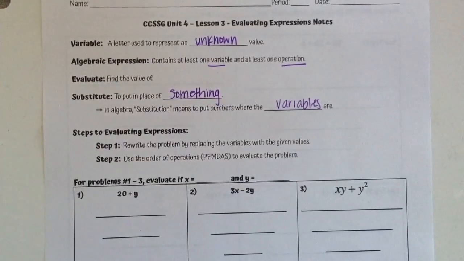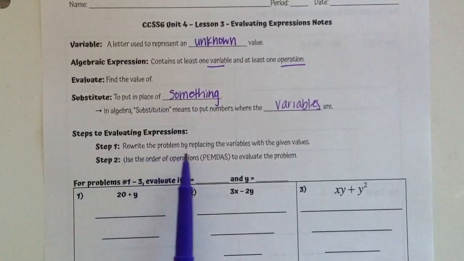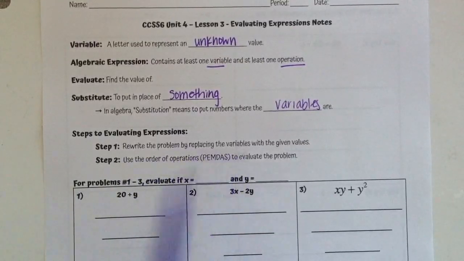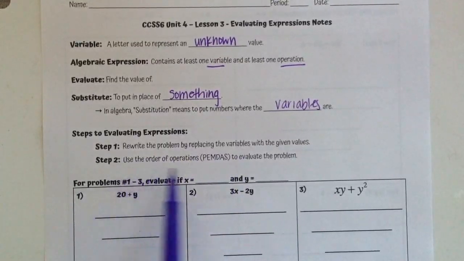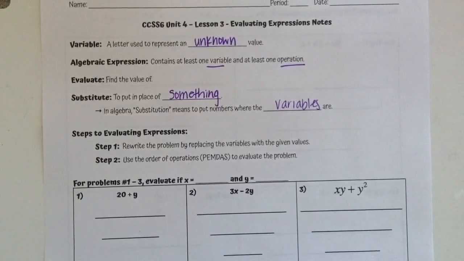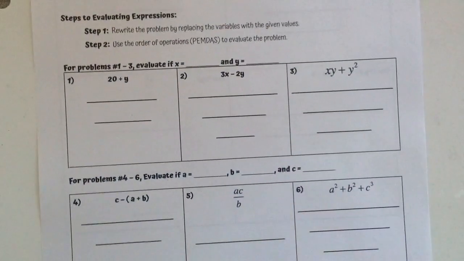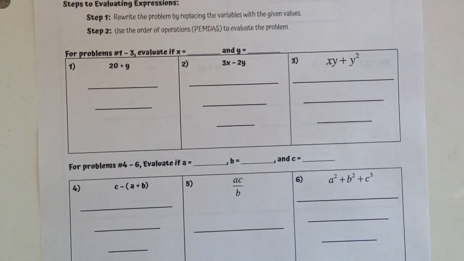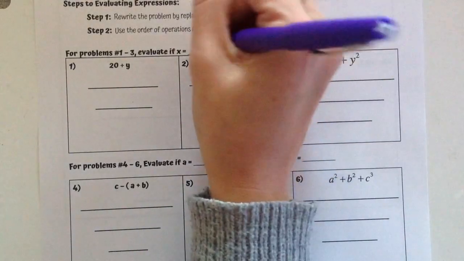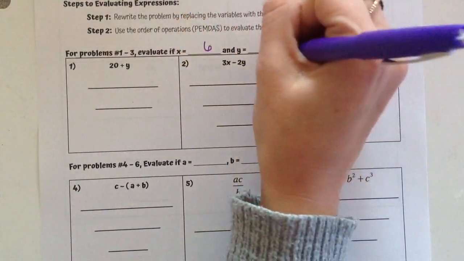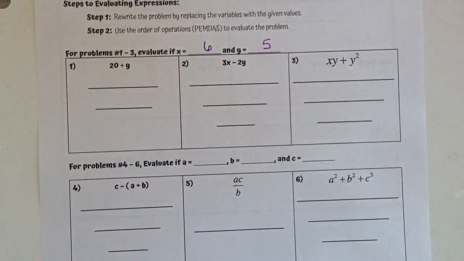So the steps to evaluating expressions: we are first rewriting the problem by replacing the variables with the given values. Then we're going to use the order of operations, PEMDAS, to evaluate the problem. So let's look at this first set, problems number 1 through 3. We are going to evaluate if x equals 6 and y equals 5.